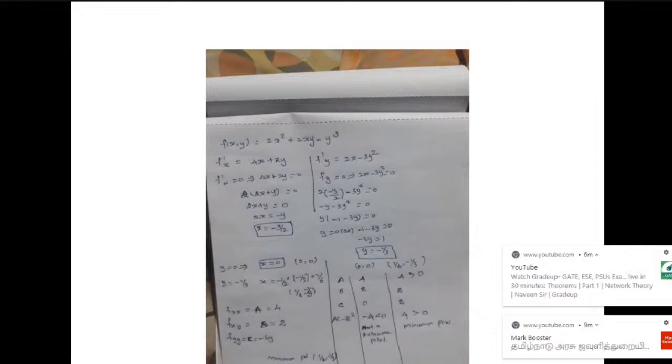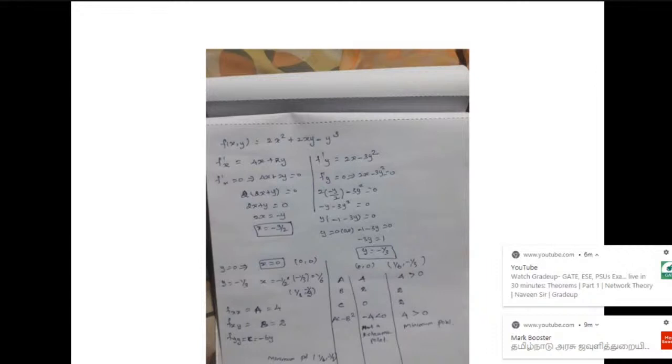X is equal to 1 by 6. Our next point is (1 by 6, minus 1 by 3). Then I will calculate the f double dash of x, fxx.